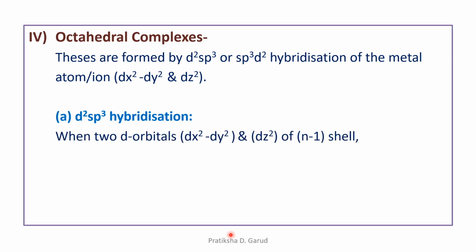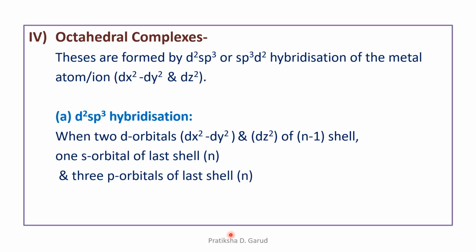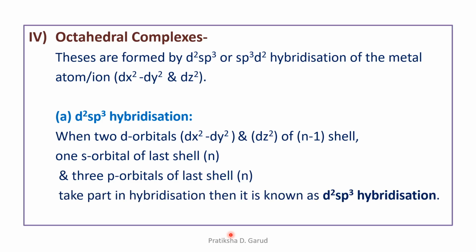When two d orbitals, that is the dx²-y² and the dz² of the (n-1) shell, that means the last but one, and one s orbital of the last shell, that is the nth shell, and the three p orbitals of the last shell, that is the nth shell, take part in the hybridization, then it is known as the d2sp3 type of hybridization.